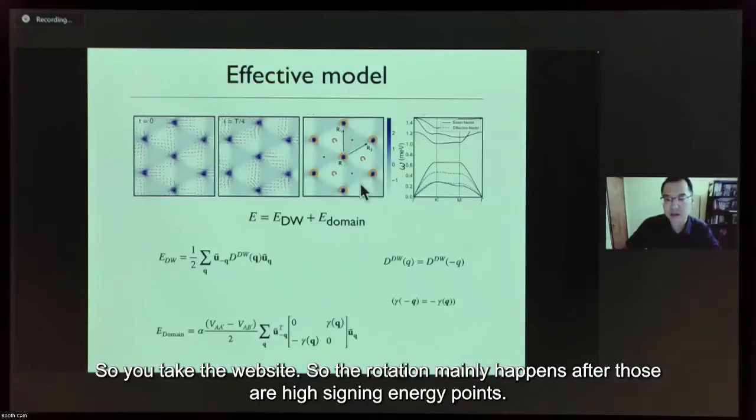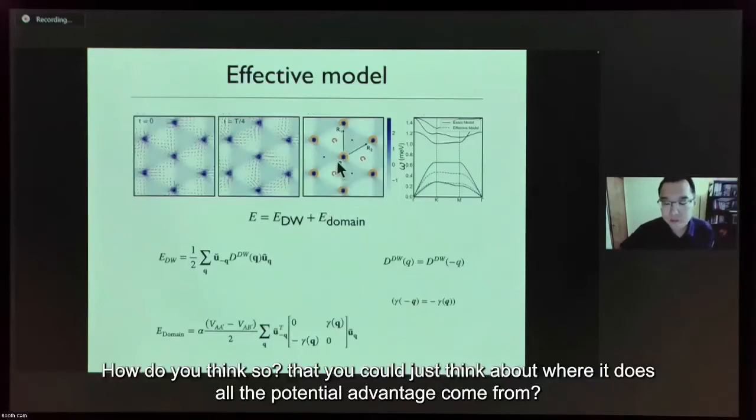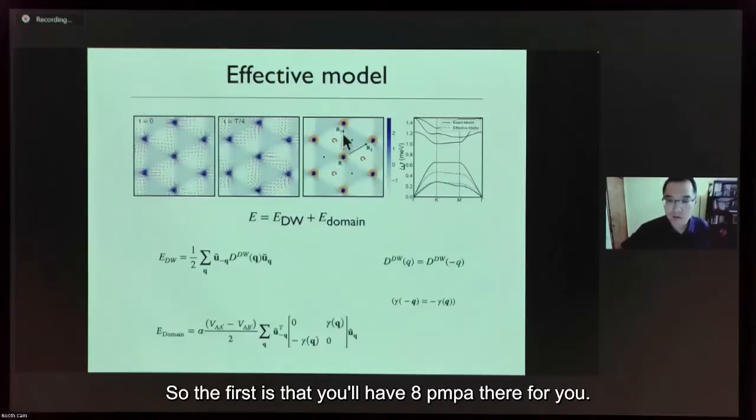So this tells you that maybe we can develop an effective model, an effective Hamiltonian, to capture this chiral effect. And it turns out that you can just think about where all the potential energy comes from. The potential energy could come from two places. The first is that you have AB, you have BA, therefore you have a domain wall.